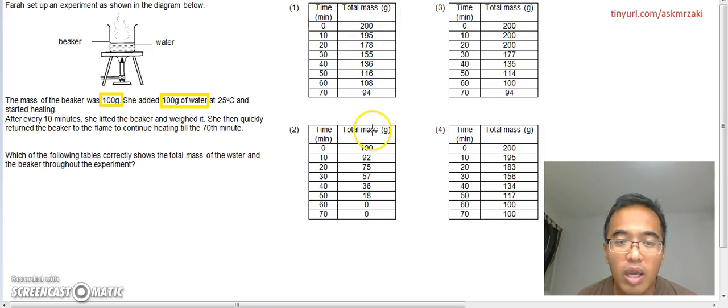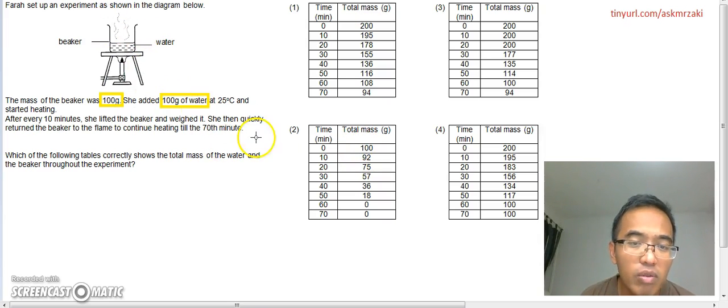Option 1 is okay. Option 3 is okay. Option 4 is okay. But option 2 cannot be okay because 100 grams of solid and 100 grams of liquid does not make 100 grams.